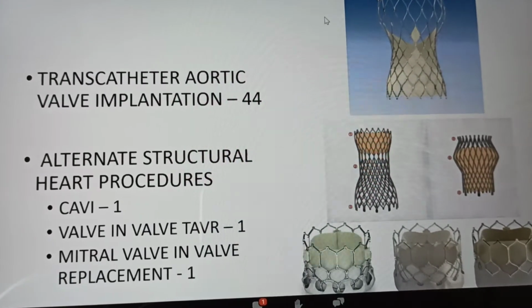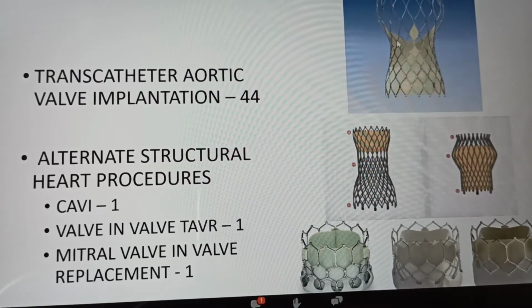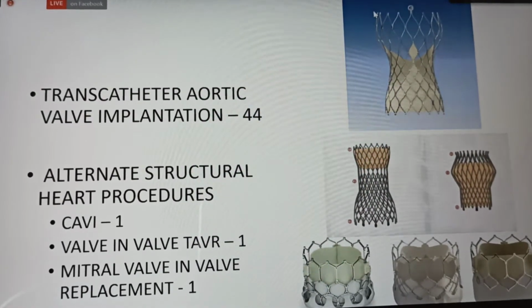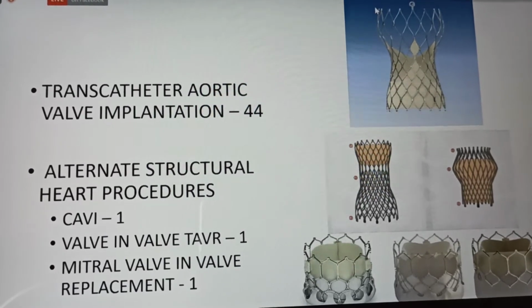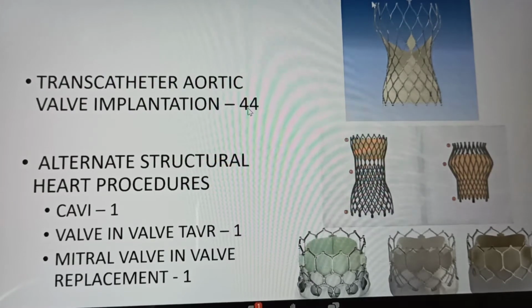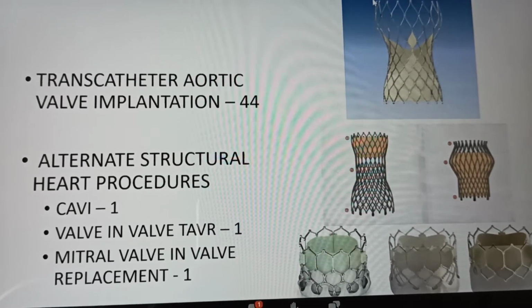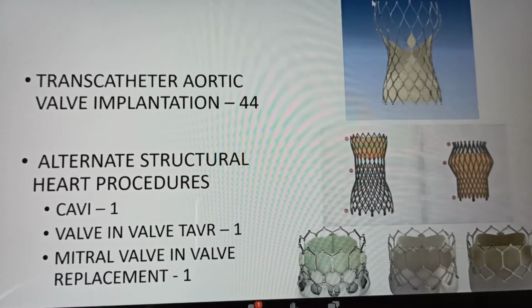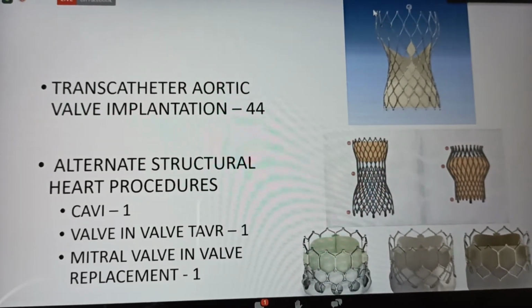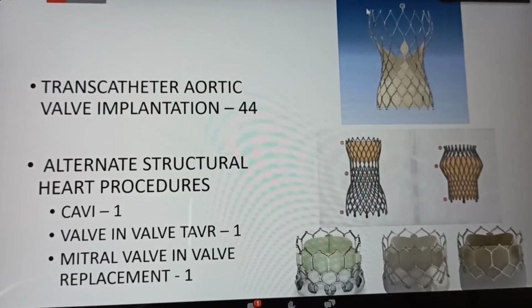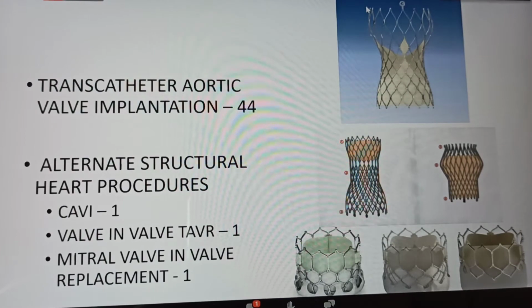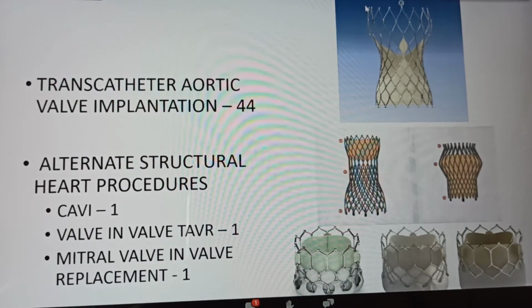Okay. Now the aortic valves are two types. Our experience is largely with what is known as the CoreValve, and the latest models of this CoreValve are known as Evolut R and Evolut Pro. By this time, 44 transcatheter aortic valve implantations have been achieved by me and my team. Apart from that, we have done a Valve-in-Valve, where there is a pre-existing bioprosthetic valve, and once we have even done a mitral valve.